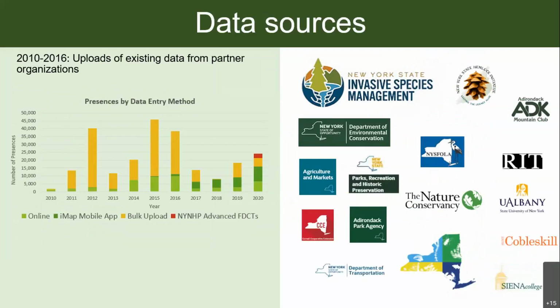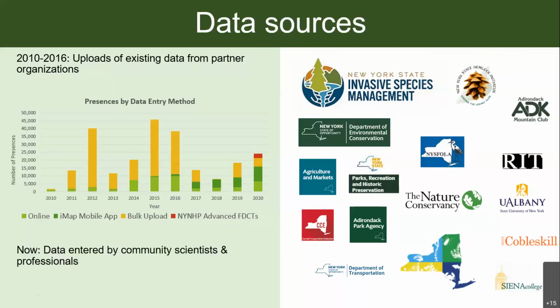iMapInvasives is the state database for New York State invasive species, but where does all the data come from? We partner with many, many organizations across the state. From 2010 to about 2017, some of our main data sets were pre-existing data sets from other organizations that we brought into iMapInvasives. And those were hugely valuable for getting a baseline of where invasive species are in New York State.